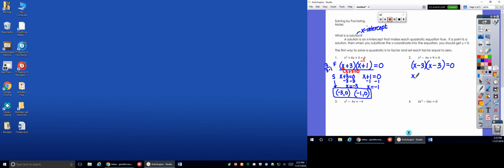Now I want to take it a step further to find my solutions. So I'm just going to take what's inside the parentheses, x minus 3, and set it equal to 0, and I'm going to do that both times. But if you notice, I'm going to get the same answer, obviously, right? So this is a situation where we actually only have 1, okay, because they're the same number. So we have 1 solution, and it's at 3, 0, okay?